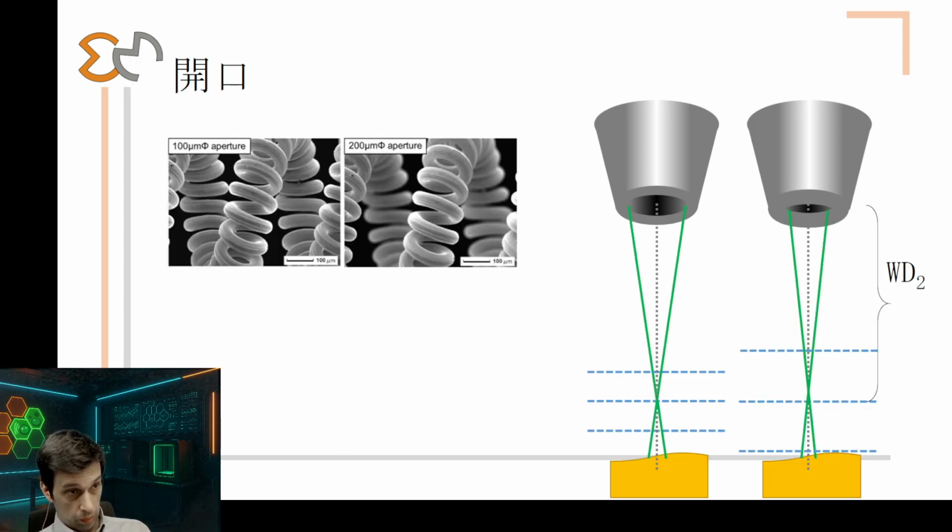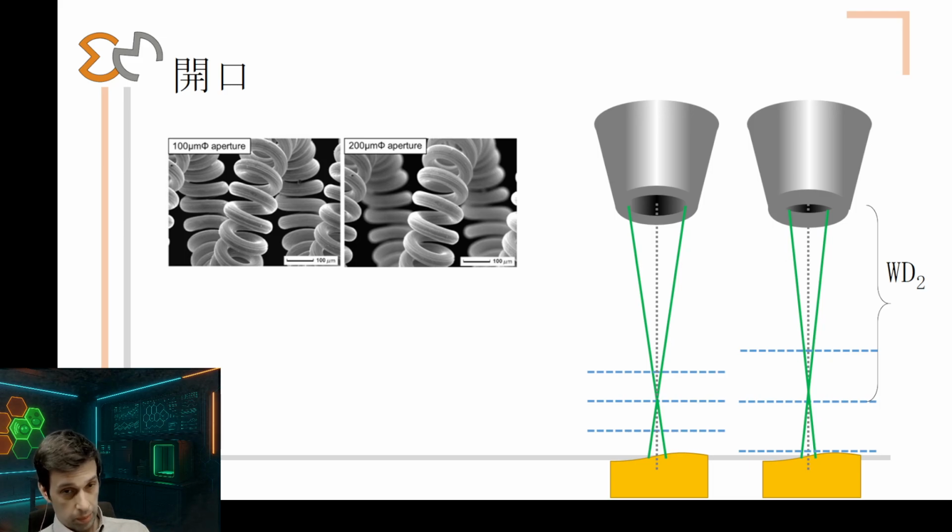Another way to control the areas that are in focus is by the aperture of the lenses. So if the aperture is very small, only a small amount of light can penetrate, but we are able to focus a deeper region. That's why with the 100 microns aperture, we can keep in focus all of the spiral.